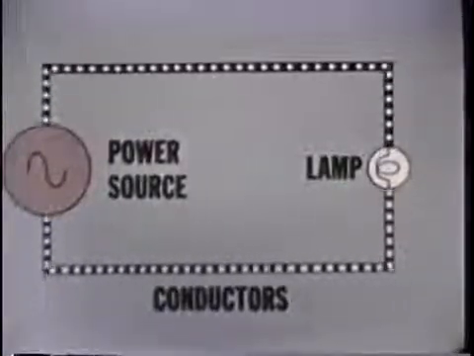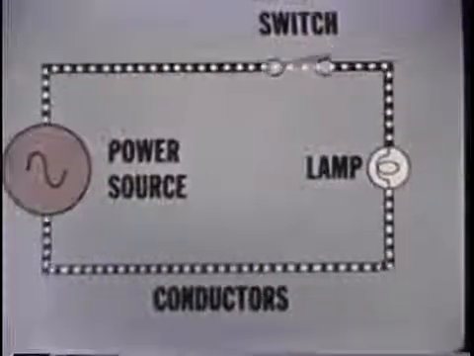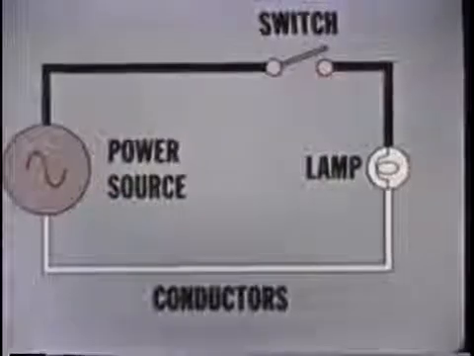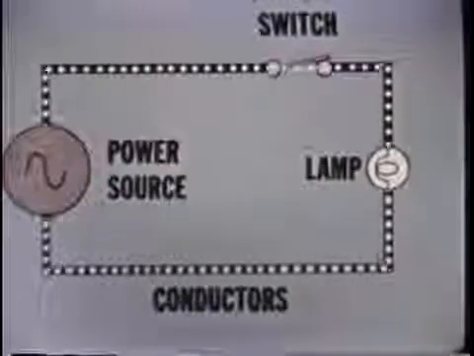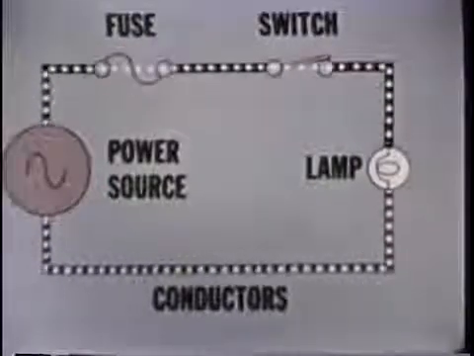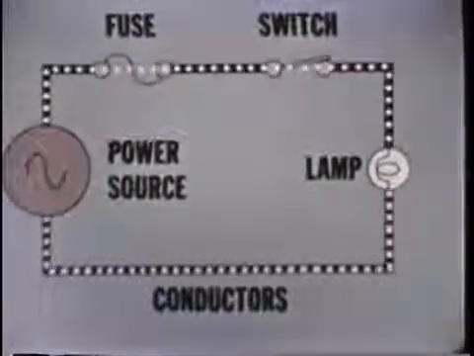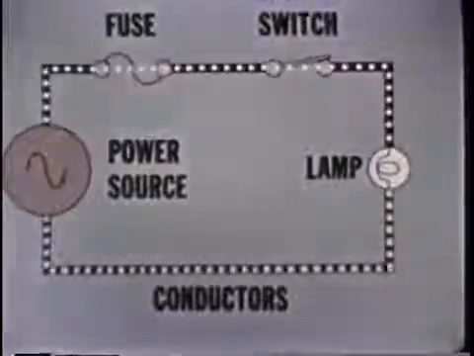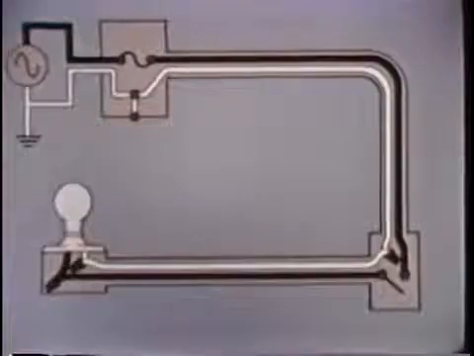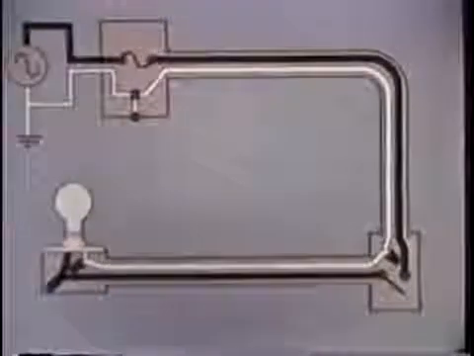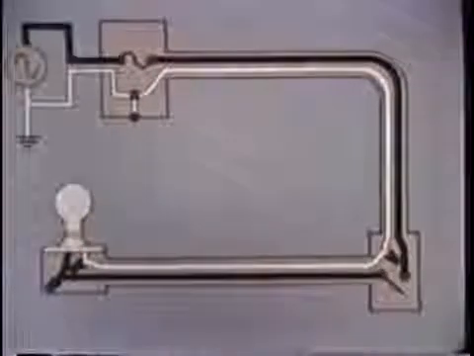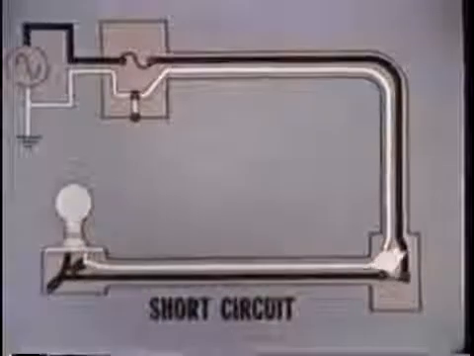To provide a measure of control, a switch is normally added to turn the circuit off and on. To protect the circuit from damage in the event of trouble, a fuse or circuit breaker is added to the circuit. Let's take this basic circuit, enclose it properly in protective boxes and conduit, and use it to demonstrate the three most common types of circuit trouble. First, we'll examine a short circuit.